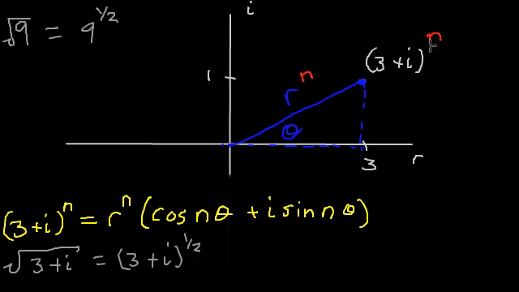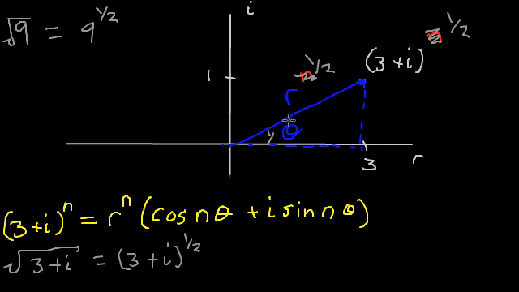So what does that mean? That means our n is a 1/2. So that means our r also has to be to the 1/2, and instead of doubling this angle, making it bigger, we have to divide it. So it's 1/2 times our theta, which equals theta over 2. So what happens is this becomes the square root.